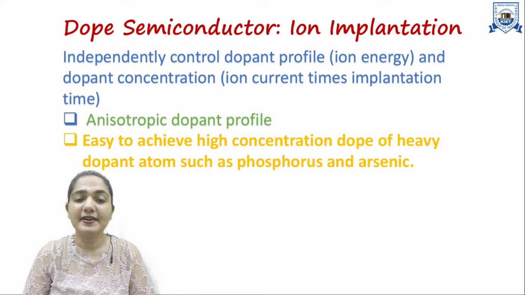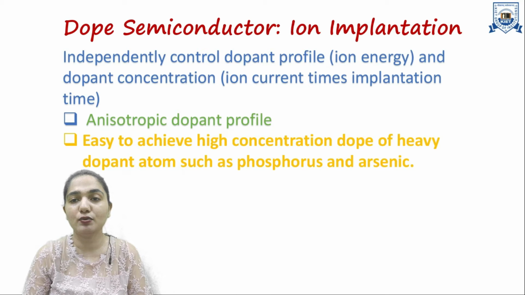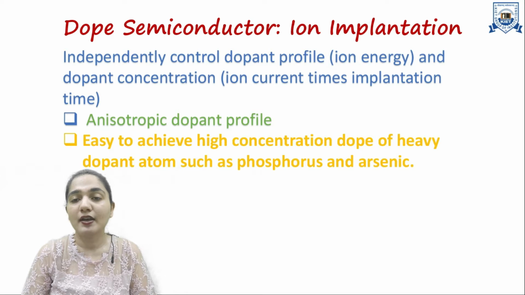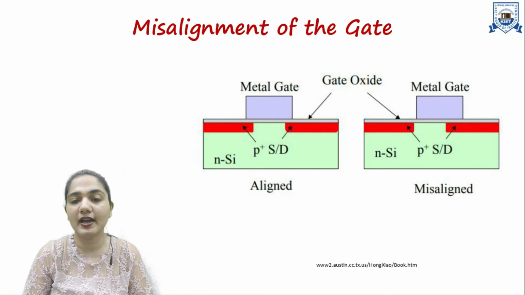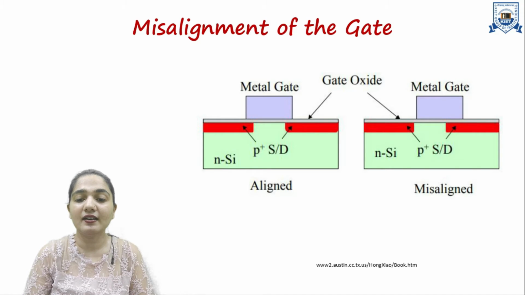Then it can independently control dopant profile and dopant concentration. So it has an anisotropic dopant profile. It is easy to achieve high concentration doping of heavy dopant atoms such as phosphorus and arsenic. In the case of diffusion, it was very difficult to have a high concentration of phosphorus and arsenic, which are heavy atoms. So penetration with the help of the diffusion process was very difficult, which can easily be achieved with the help of ion implantation.